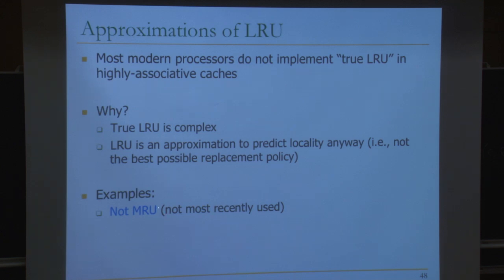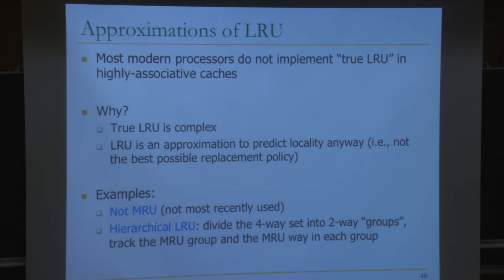And then you replace randomly out of the not most recently used blocks. Hierarchical LRU, this is another idea. Basically, it doesn't have to be four-way, but you divide a set into groups and track the MRU group as well as the MRU way in each group. And we'll see an example with this.